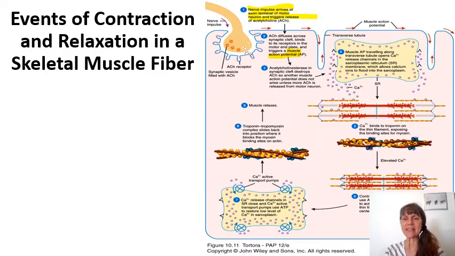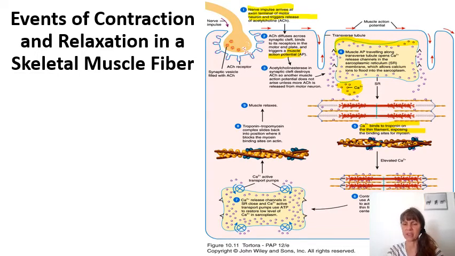This electricity travels on the sarcolemma into the transverse tubules. It will change the shape of proteins in the transverse tubules, which will mechanically change the shape of proteins in the sarcoplasmic reticulum, which releases calcium into the sarcoplasm. Calcium binds to troponin, which moves tropomyosin, exposing myosin binding sites on actin.